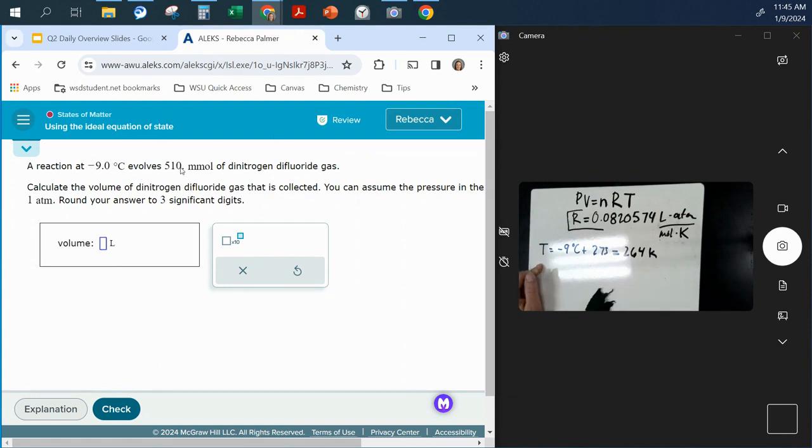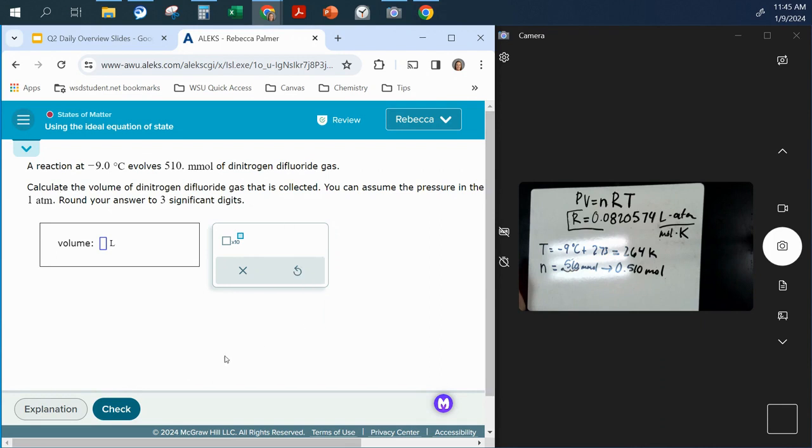What else do we have? 510 millimoles. This is n, and n needs to be in moles, so we need to convert that to moles. We have 510 millimoles. We're going to move the decimal 1, 2, 3 to get moles.